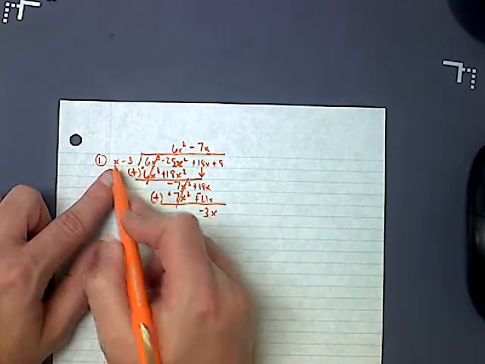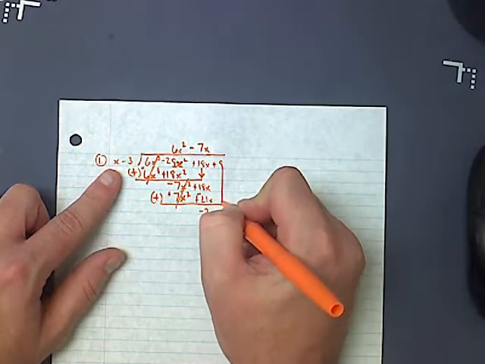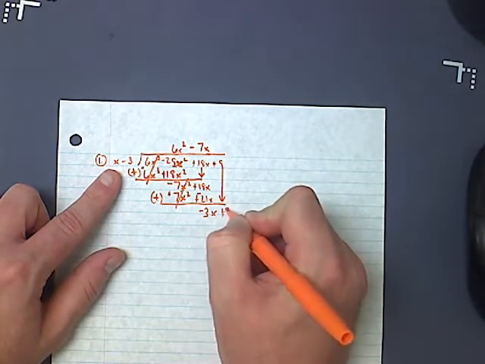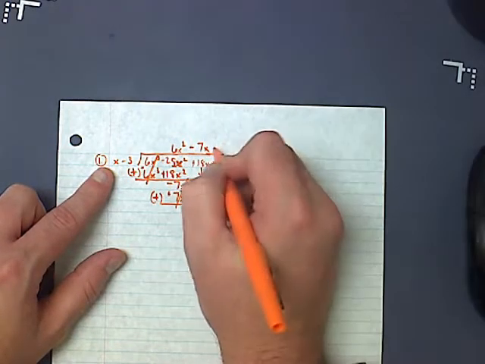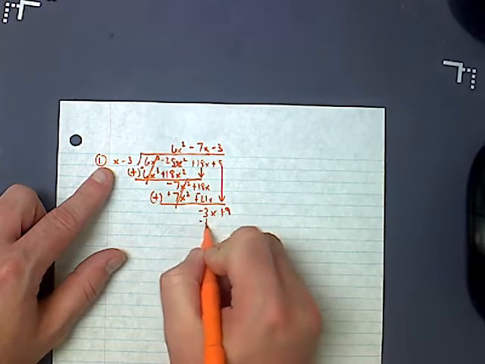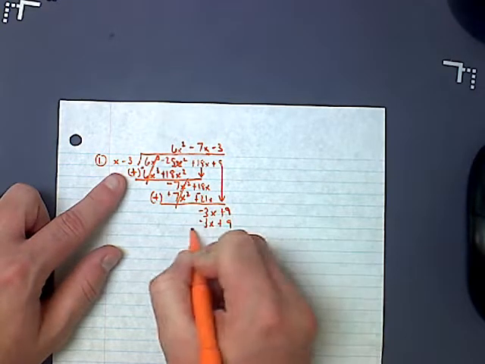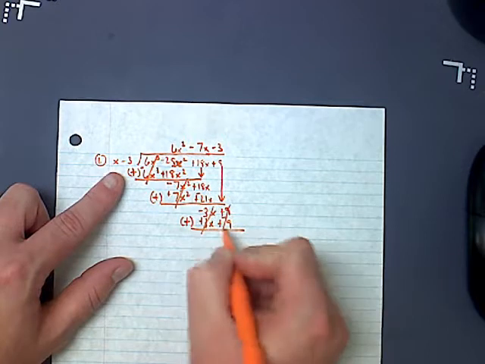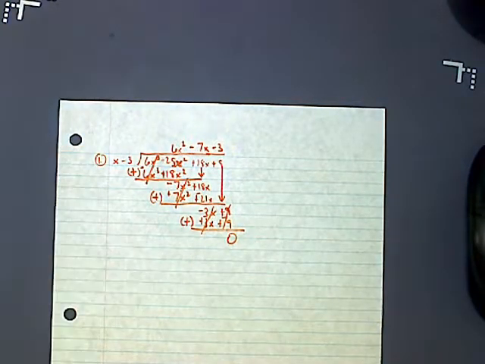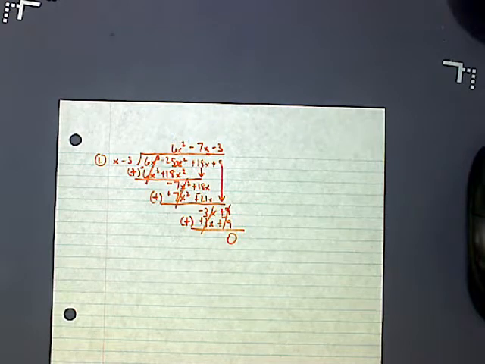I have 2 terms over here. I need 2 terms down here, so I bring this down. I want this term to look like negative 3x, so I'm going to multiply that by negative 3. Put a minus. That minus changes all the signs, and you get a remainder of 0. So your answer is 6x squared minus 7x minus 3.